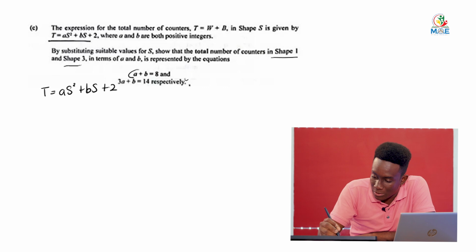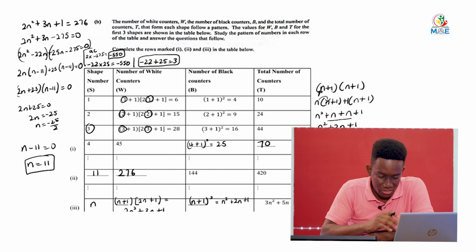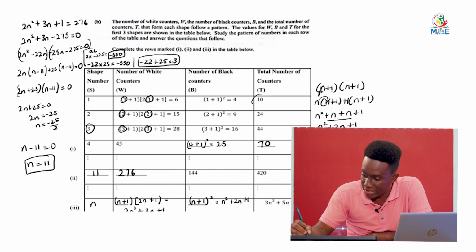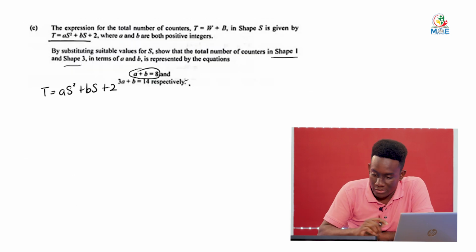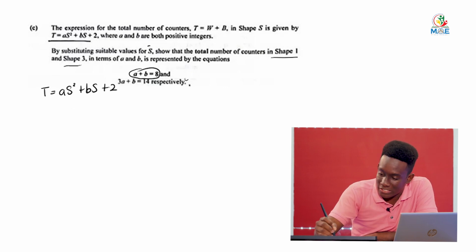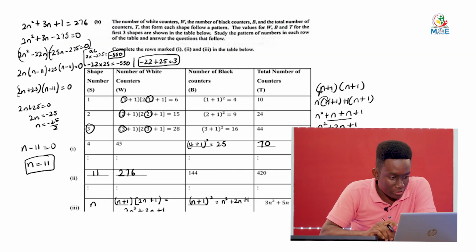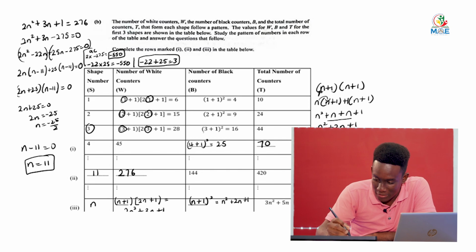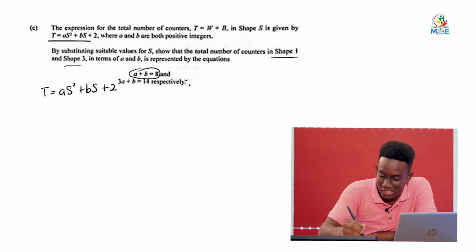So we know this top one here is dealing with shape 1, since it said respectively. That's the first one. For shape 1, we see the total number of contours would be 10. So that means this t here would be 10, and we need to find suitable values for a and b. They said by substituting suitable values for s, so we see for shape 1, the value of s is 1. So all we do is substitute 1 in the equation. And we know t is equal to 10.